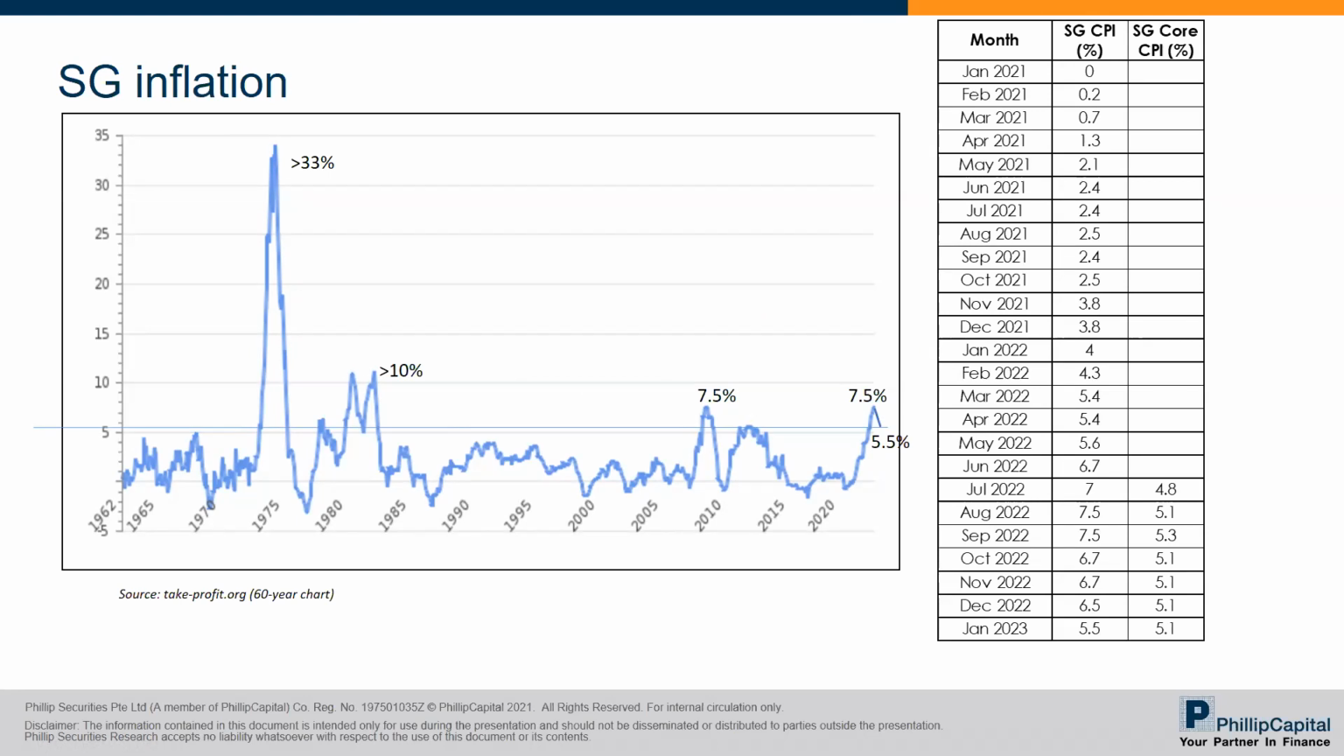And then this was followed by a few decades of calm. And then we are seeing, of course, another wave recently due to COVID. But for the current wave, we only reach a height of 7.5%. And similar to the US, inflation in Singapore is also coming down. So presently, for January, the rate is at 5.5%.